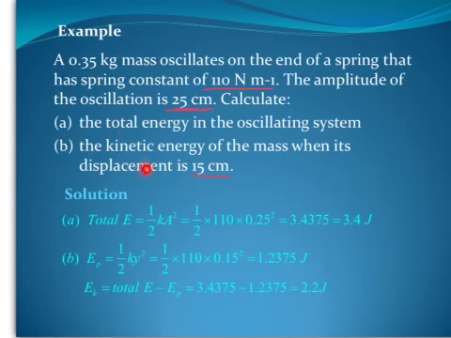Here we have a spring and mass system that has a spring constant of 110, and the initial extension, which becomes the amplitude of the oscillation, is 25 centimeters. You are asked to calculate the total energy of the system and also the kinetic energy of the mass when its displacement is 15 centimeters. For question A, straightforward, using that formula, you get the answer 3.4 joules.